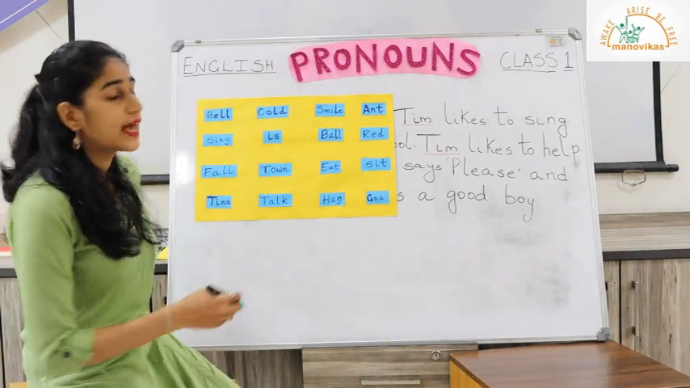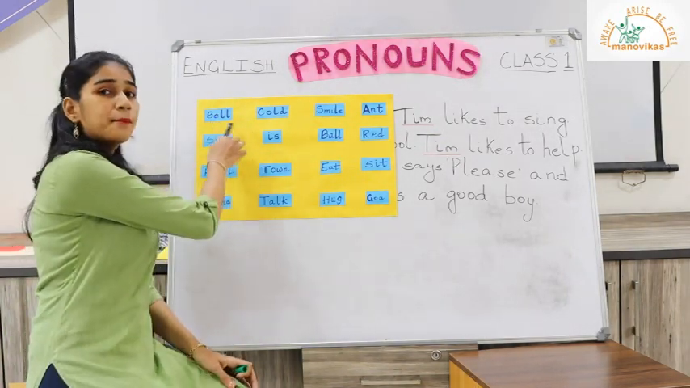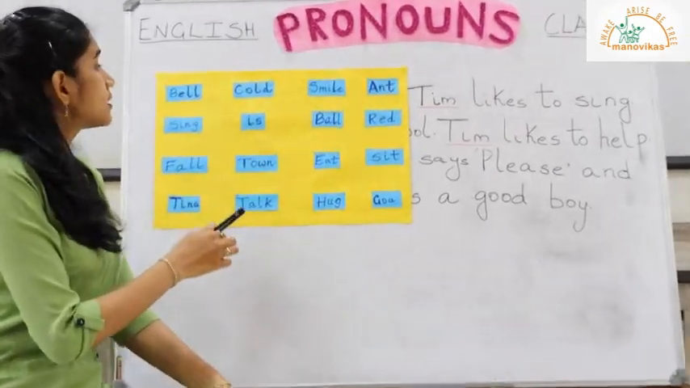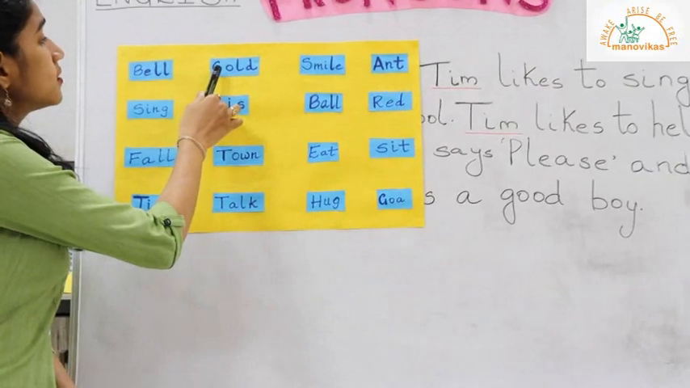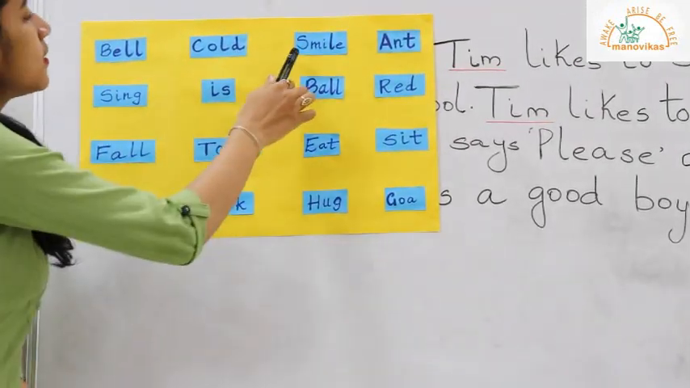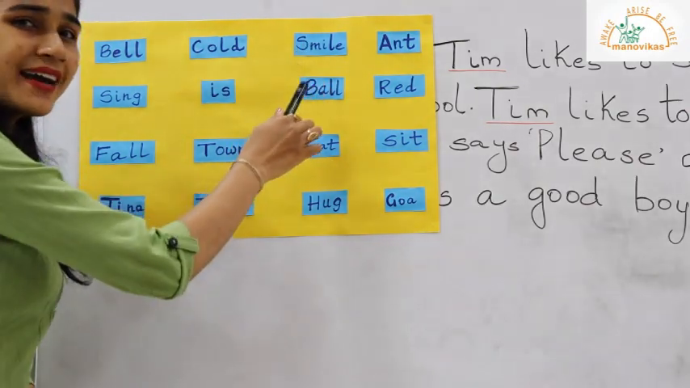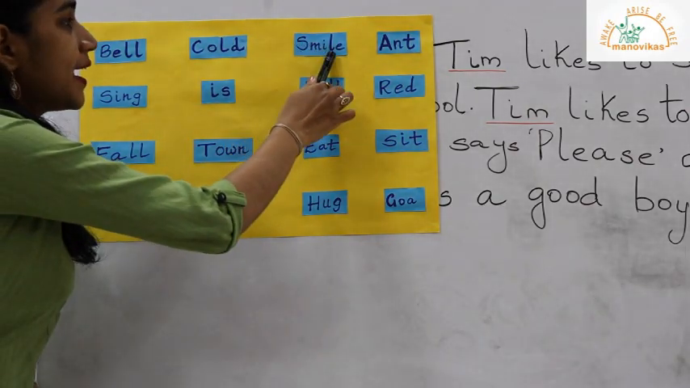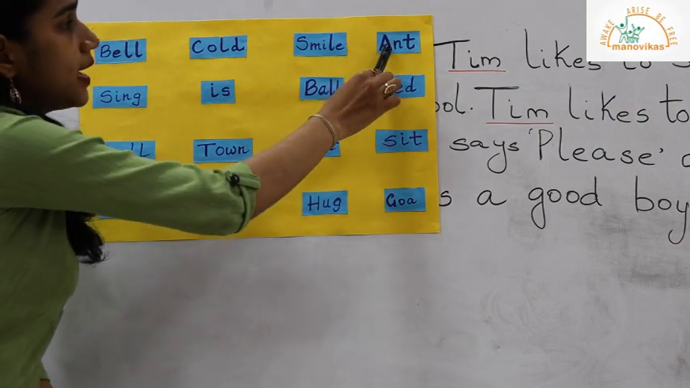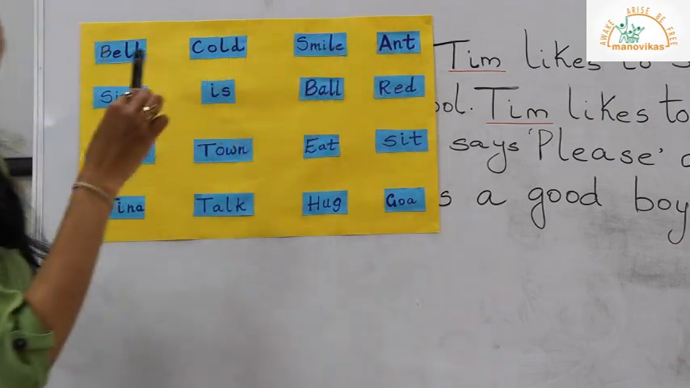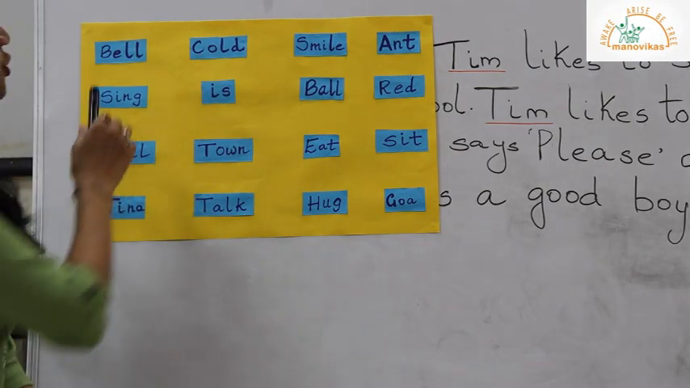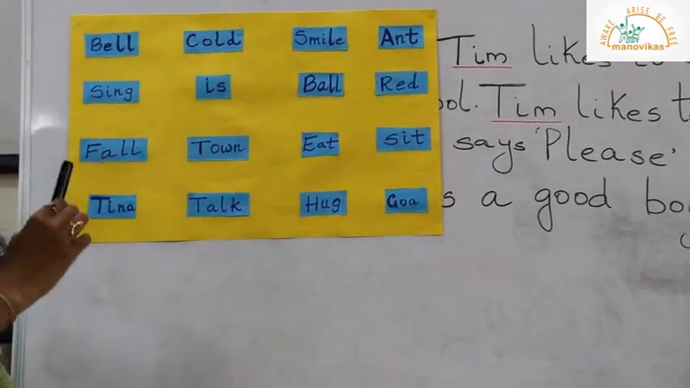The first word we have here is bell. B-E-L-L, bell. The second word, cold. C-O-L-D, cold. The third word is smile. S-M-I-L-E, smile. And the fourth word, A-N-T, ant. Do you see any nouns in this first line?